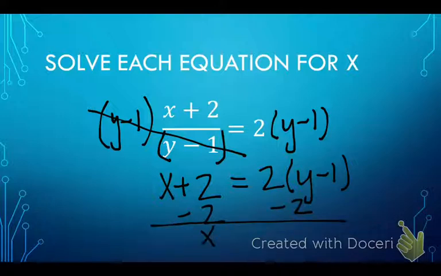So I'm left with x is equal to 2 times y minus 1 minus 2. And actually, I can simplify that even more, which you may have seen from the get-go. But if I distribute and then combine like terms, I would be left with x equals 2 times y is 2y. Then I would have 2 times negative 1, which is negative 2, minus 2 is negative 4.